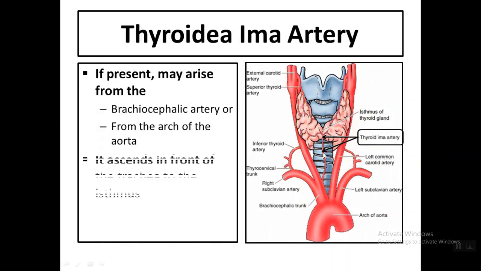We come to the third artery, the thyroidea ima artery. As we see in these pictures, if it is present, it may arise either from the brachiocephalic artery or from the arch of the aorta directly. So it comes from here, from the brachiocephalic trunk or from the arch of the aorta. It ascends in front of the trachea to reach and supply the isthmus.